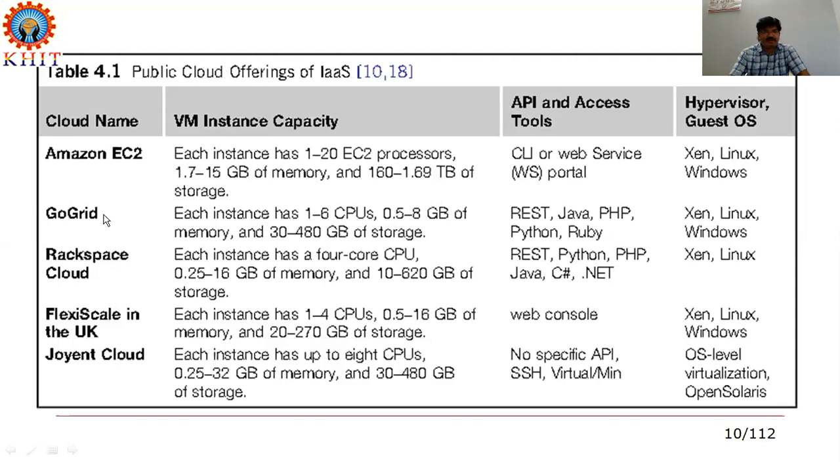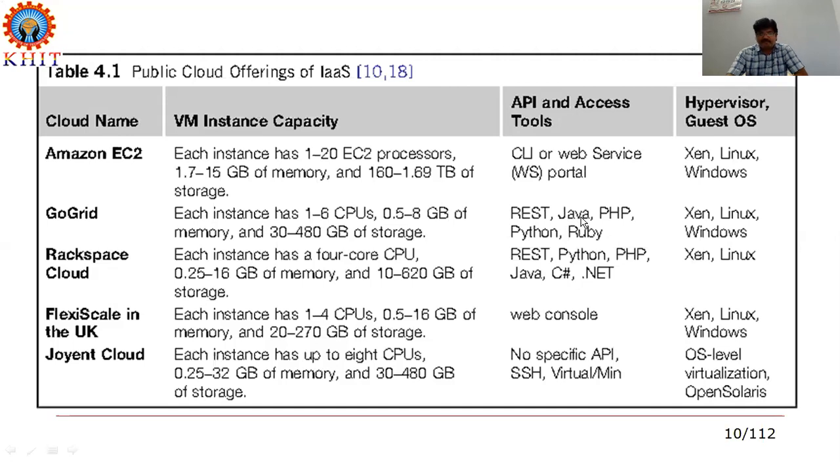GoGrid is also another example of a cloud service provider. If we observe the GoGrid virtual machine, it runs with six CPUs, that means the CPU capacity is six central processing units interconnected together. They use some tools for providing infrastructure as a service to the end users. Some well-familiar tools are Java. They can provide one environment, Java JDK and Java virtual machine.